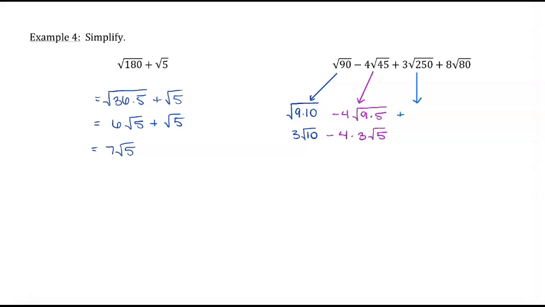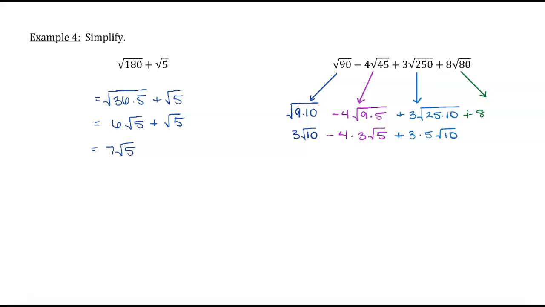Next, we have 3 times the square root of 250. 250 is divisible by 25, a perfect square. So we'll rewrite this as 3 times the square root of 25 times 10. And since the square root of 25 is 5, this becomes 3 times 5 times the square root of 10. Last, we have 8 times the square root of 80. 80 is divisible by 4, a perfect square.